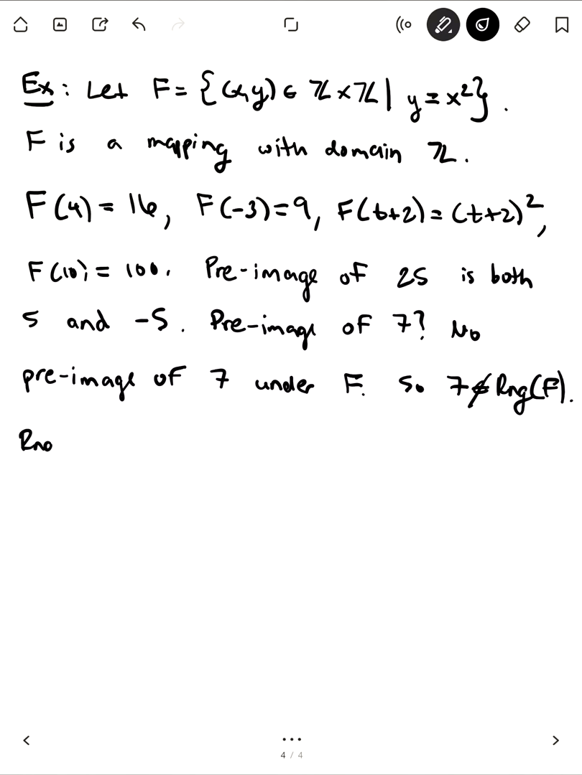What is the range of f? We can just list out some numbers. It's going to be 0, 1, not 2, sorry. 0, 1, 4, 9, 16, dot, dot, dot, and so on and so forth. So it's the integer squared.